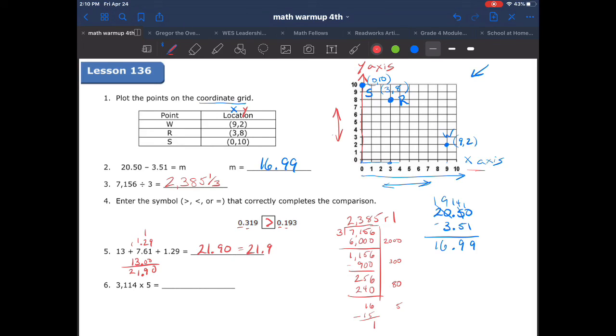Okay, 3,000. We're doing 5 times 3,000. 114. Let's see, 5 times 3,000 is 15,000. 550 and 20. So 15,570.